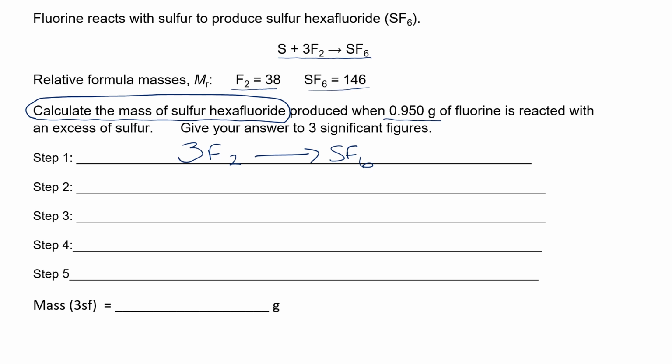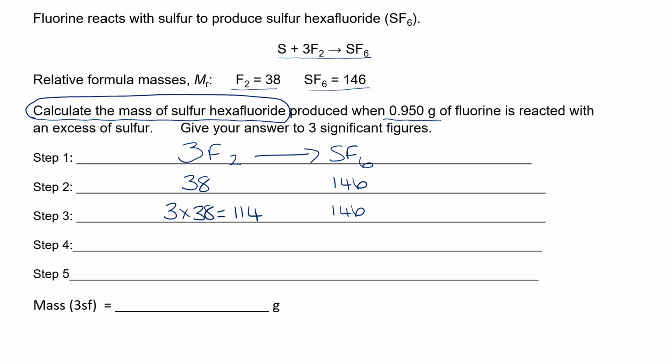SF6. The second step then is to write out the MR of the substances involved. In this case, the MR of F2 is 38, and for sulfur hexafluoride is 146. We then, in step 3, scale up by the coefficient in the equation. So in terms of our fluorine, we've got 3 of those. So it would be 3 times 38, which equals 114. And of course, we've only got 1 molecule of sulfur hexafluoride, so it remains 146.